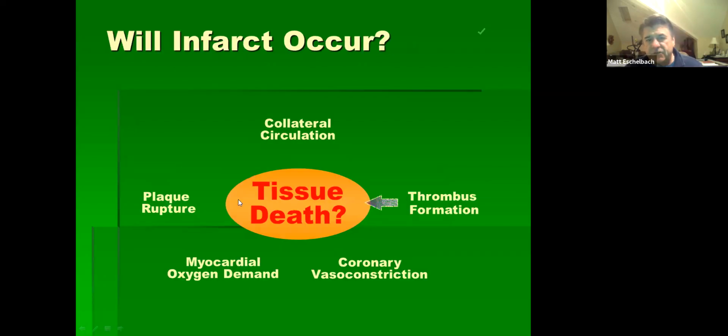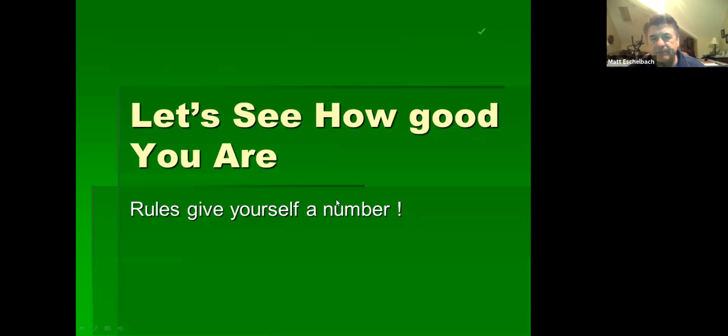This leads to tissue death. So the plaque rupture leads to thrombus formation, the coronary vasoconstriction, increased myocardial oxygen demand, call for collateral circulation, and eventually heart tissue starts to die. And it's this tissue death that we can actually measure in an EKG.